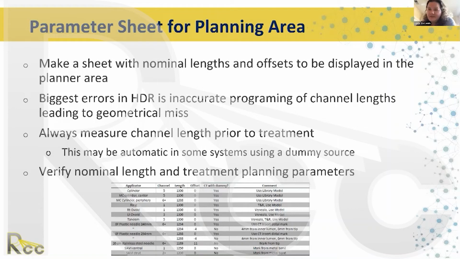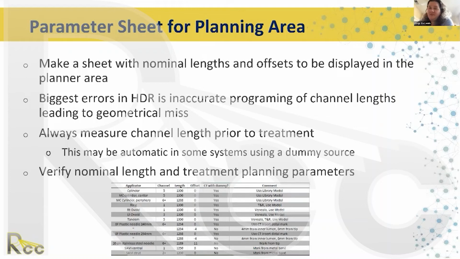So you can see here for the plastic needle, for example, at the bottom, if I have a dummy in there, I can actually identify where the first seat position is by dummy, and I can use the CT to insert a distal mark. If I don't have the dummy in there for some reason, I can still see the tip of the physical applicator, and I have a physical offset I put in my treatment planning system. So we figured this all out.